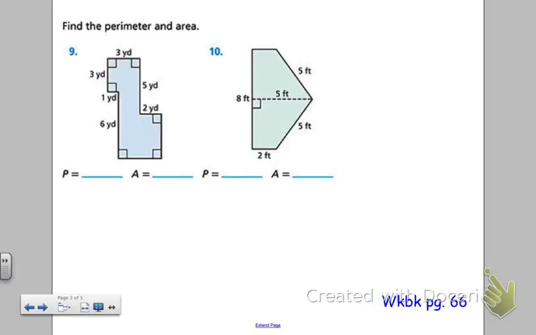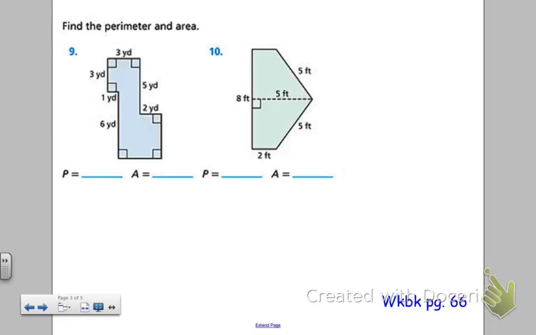Now, the ones that you see on workbook page 66 are a little bit more complicated, so I thought maybe we would do some of those together and you could do some of the less complicated ones on your own. I think number 9 is especially tricky, so we're definitely going to get to that one. And I think I might actually do area first, and then we can do perimeter later. Remember, perimeter is when you just add up all those sides.